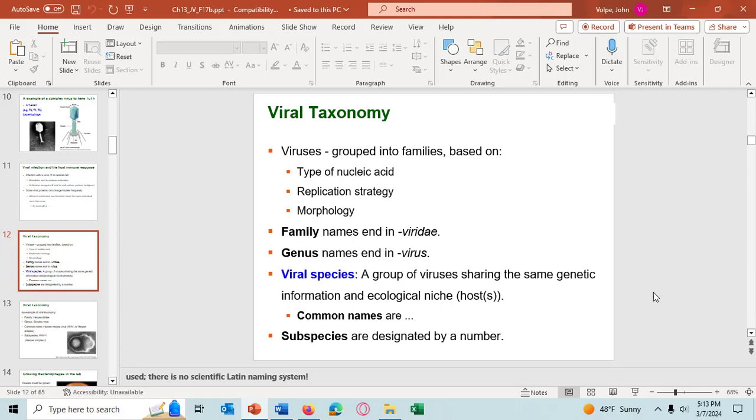Then there's viral species. These are a group of viruses sharing the same genetic information and ecological niche. An example would be the poliovirus, infecting humans. That's its ecological niche, who it infects. And of course, they're fairly genetically similar to each other, all the members of the species.